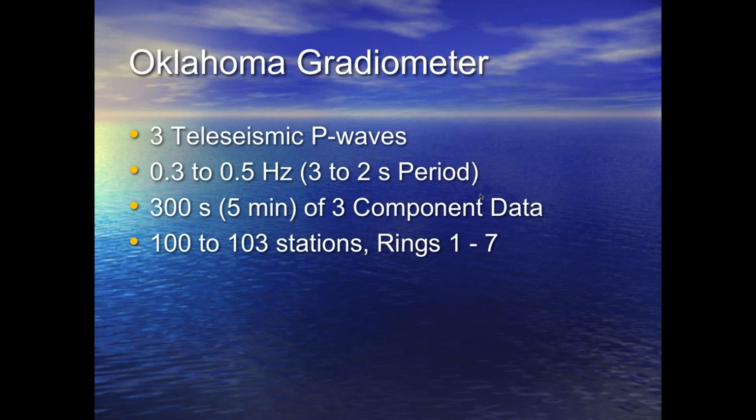Okay, well, on to Oklahoma. We don't have as many teleseisms as we do in California. So far, I have 3 teleseismic P waves recorded by the Oklahoma Gradiometer. We're going to be looking at waveforms that have been filtered from 3 to 2 seconds period, and we're going to look at 300 seconds, 5 minutes, of the 3-component data, and we had 100 to 103 stations in this inversion. I should mention for the Pinyon Flat data, there was an hour of data for each one of those teleseisms. Quite a lot of data.